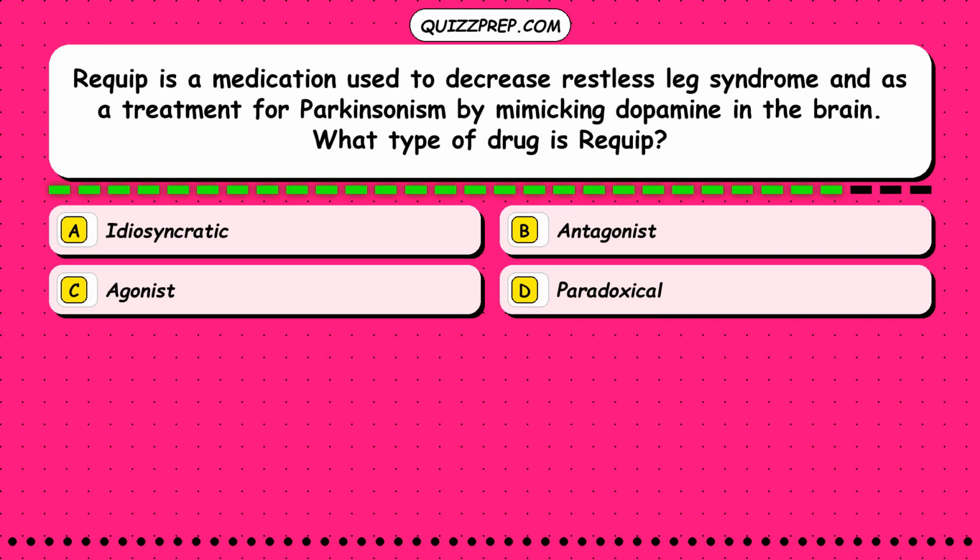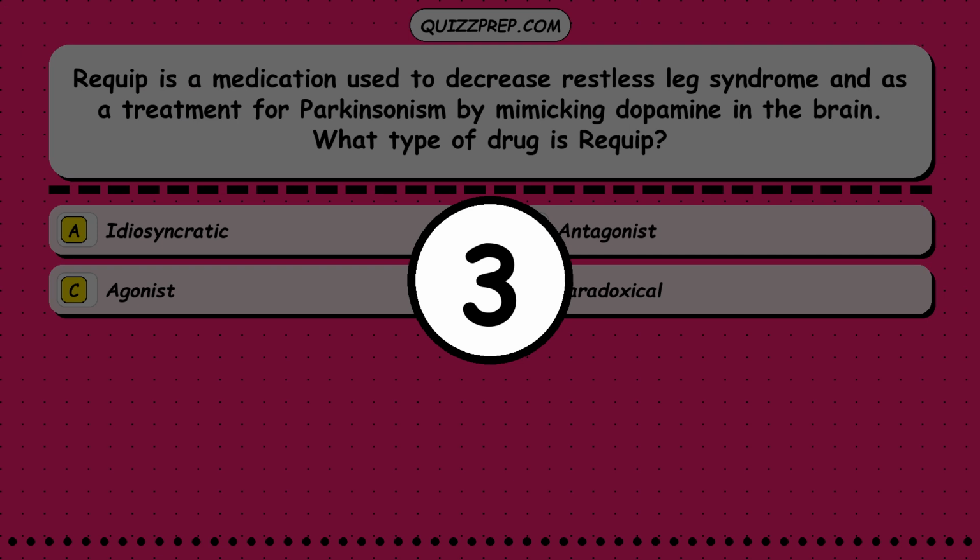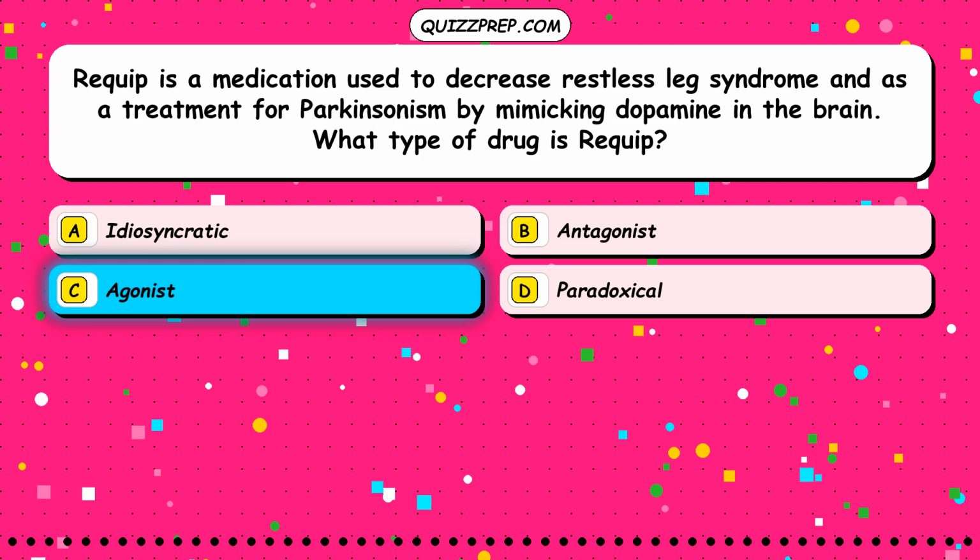Question 39. Requip is a medication used to decrease restless leg syndrome and as a treatment for Parkinsonism by mimicking dopamine in the brain. What type of drug is Requip? Option A, idiosyncratic. Option B, antagonist. Option C, agonist. Option D, paradoxical. The correct answer is option C, agonist.